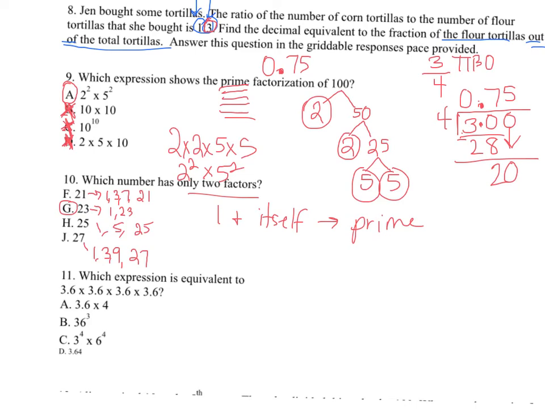Which expression is equivalent to 3 6/10 times itself 4 times? Which one would that be? That would be this right here, D. That is supposed to be a little 4. 3 6/10 and then a little exponent.